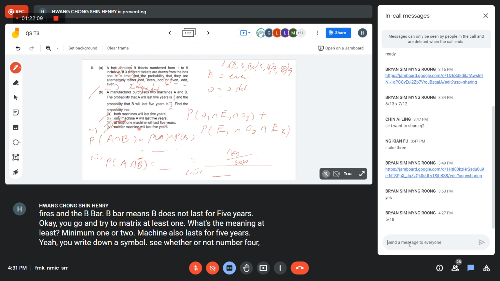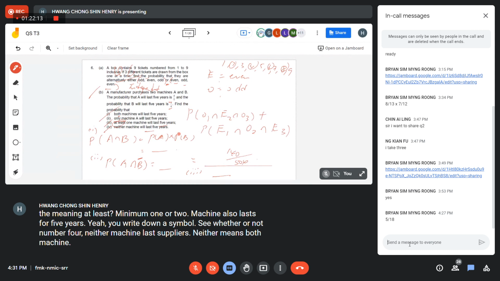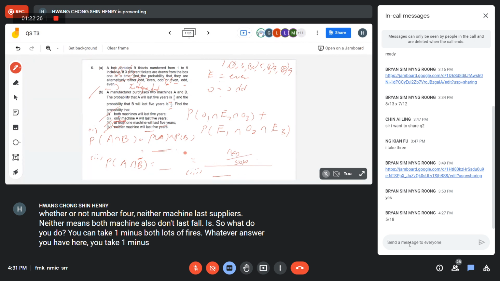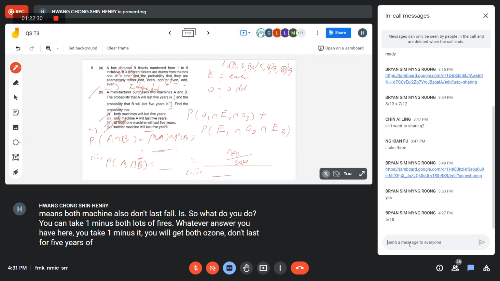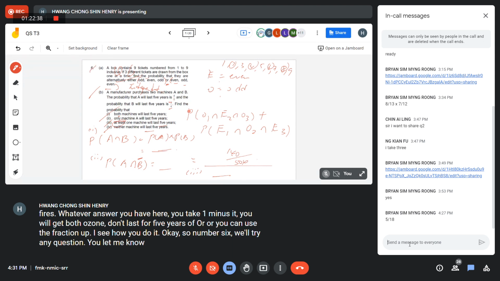Number 4, neither machine lasts for 5 years. Neither means both machines don't last for 5 years. So what do you do? You can take 1 minus the probability that both last for 5 years. Whatever answer you have here, you take 1 minus it, and you will get both don't last for 5 years. Or you can use the fractions and see how you do it. Okay, so number 6, you try any question and let me know next week.